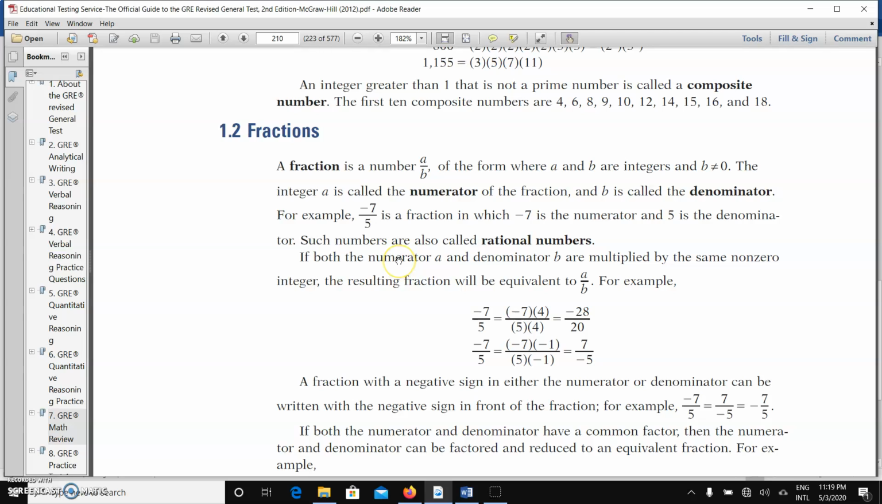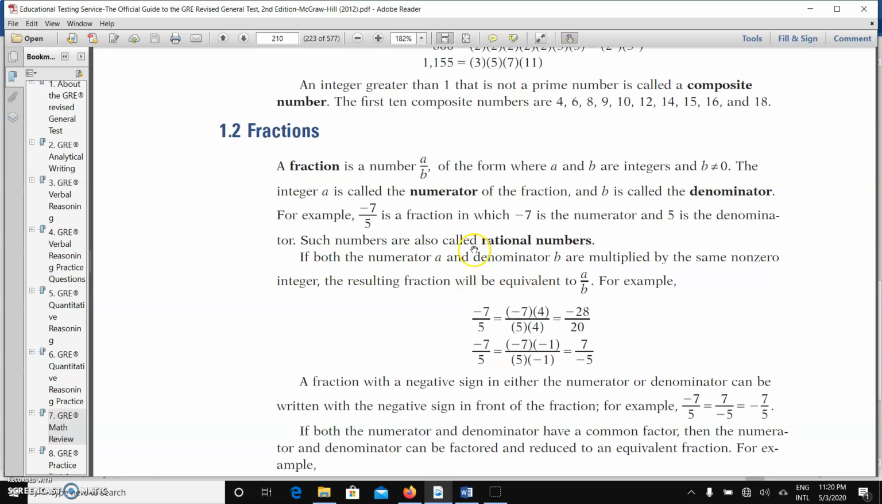Now, fractions. This is the format of a fraction: the numerator, the denominator, a over b, as rightly shown here. So, for example, minus 7 over 5 is a fraction, right? Minus 7 is the numerator, 5 is the denominator.